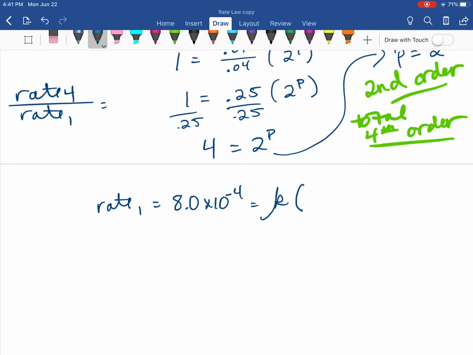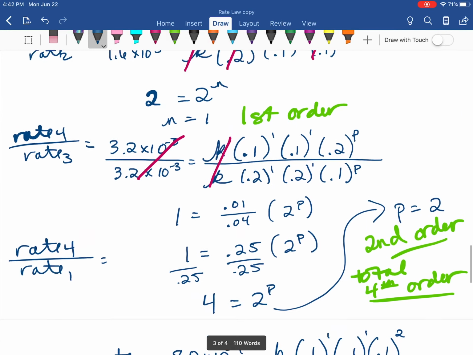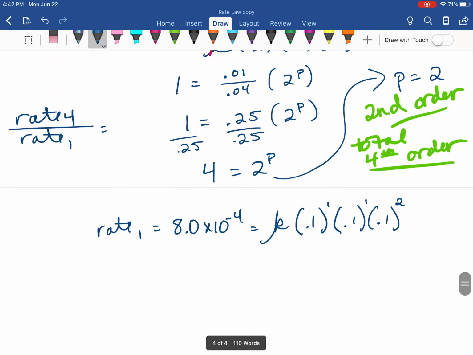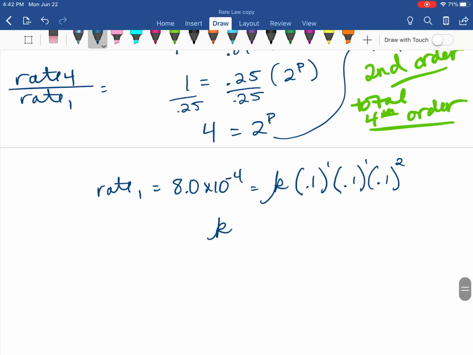Now we've figured out from that first one that if we're taking that first experiment and plugging in our numbers, we're going to take 0.1, 0.1, and then our 0.1 squared. So then let's double check our data table. Did we put in the right numbers? Yes, we did. Okay. So let's solve for k then, and let's see what you get. So for k, I get 8.